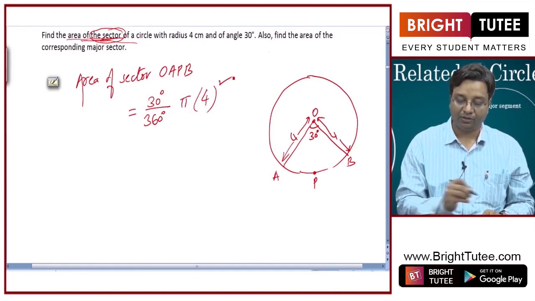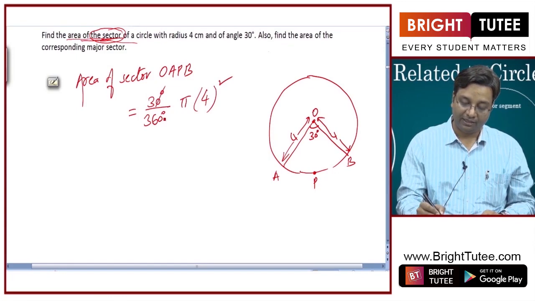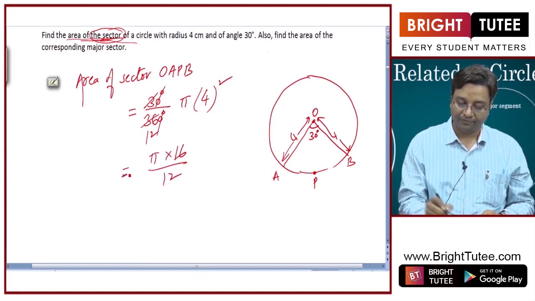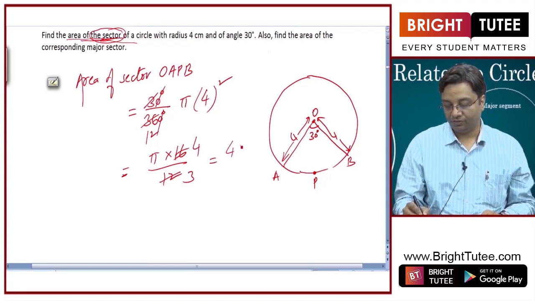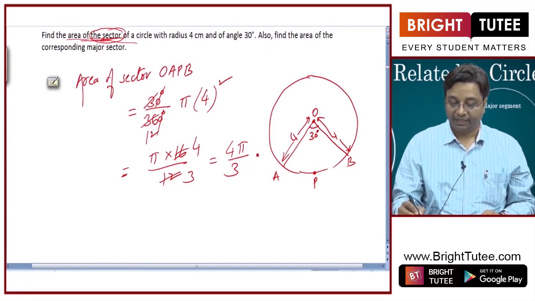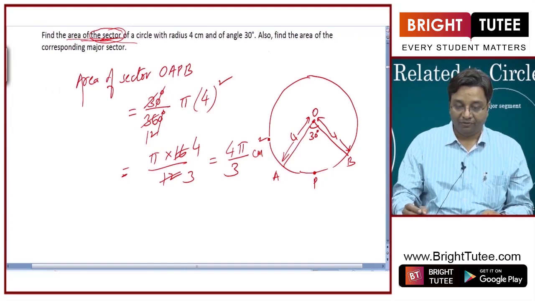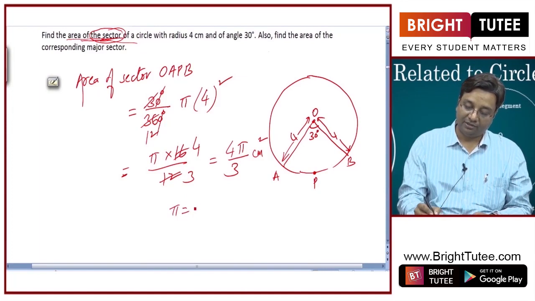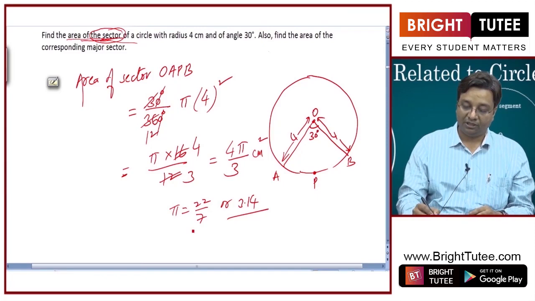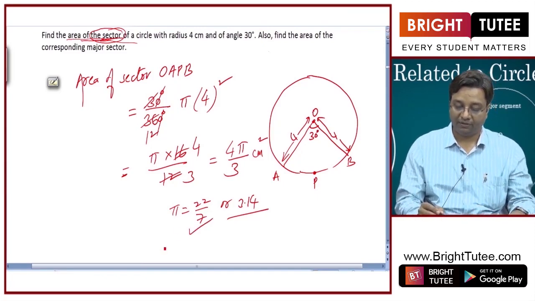So r is 4 squared, right? Now if you cancel it, it is equal to pi into 16 by 12. So it is equal to 4 pi by 3, and the unit of area will be centimeter square. If you want to calculate the exact value, you should take pi as 22 by 7 or 3.14. If it is not mentioned in the question, you can take anything. So you take 22 by 7.